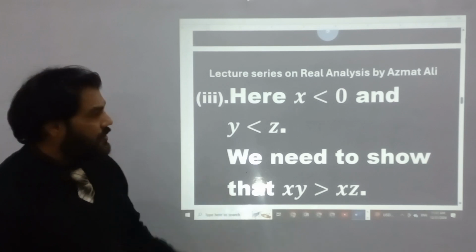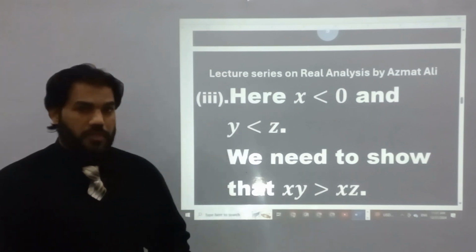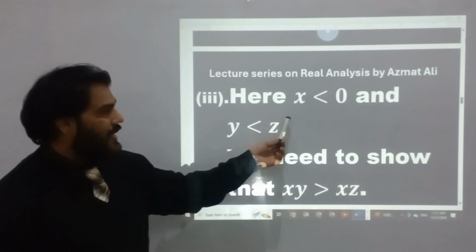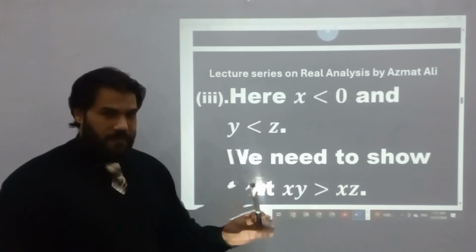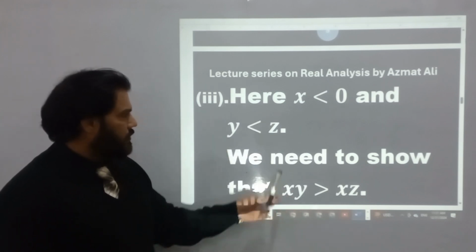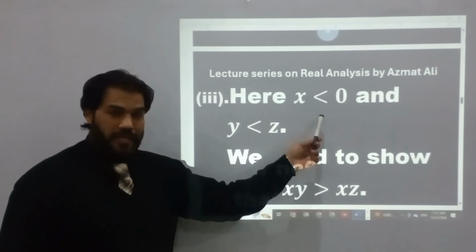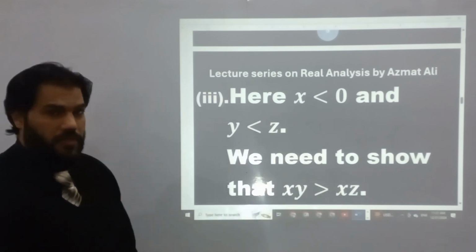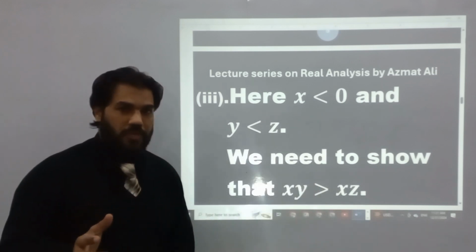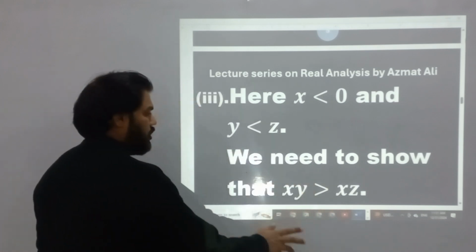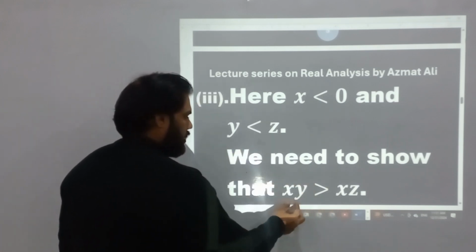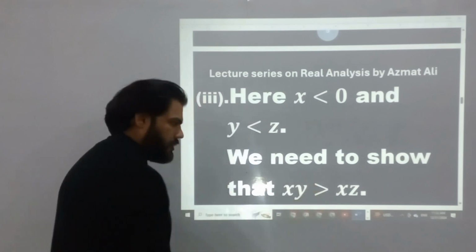Next, the third property is similar to the second property. Here x is a negative real number and y is less than z. We need to show that when we multiply this inequality with a negative real number, this will reverse the sign of the inequality, that is, the less than sign will change to a greater than sign. So our target is to show that xy is greater than xz.